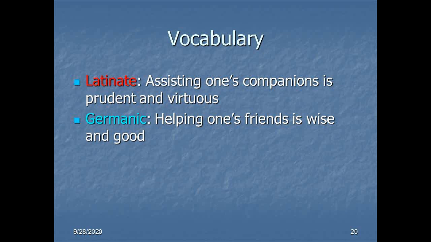And what I've generally found, not universally, but generally, is that people, no matter how fluent they are in English, if their first language is a Romance language, and most commonly this is going to be French, although I've taught a number of students whose first language is Spanish, they're more comfortable with "assisting one's companions is prudent and virtuous." This feels more accessible to them because, of course, the vocabulary is more closely related to the vocabulary of their first language. Whereas my students whose first language is English tend to find "helping one's friends is wise and good" more accessible than "assisting one's companions is prudent and virtuous." Not universally, but generally speaking, this is the pattern that I've noticed in my own experience.